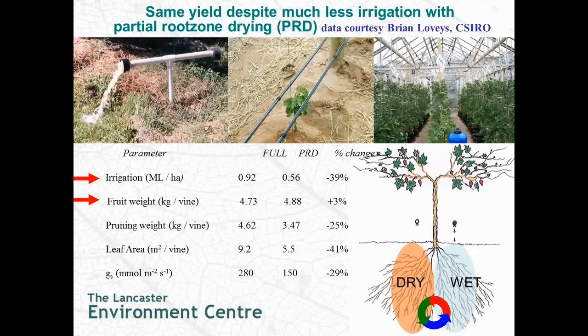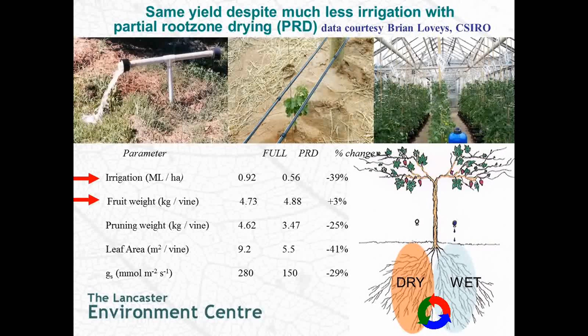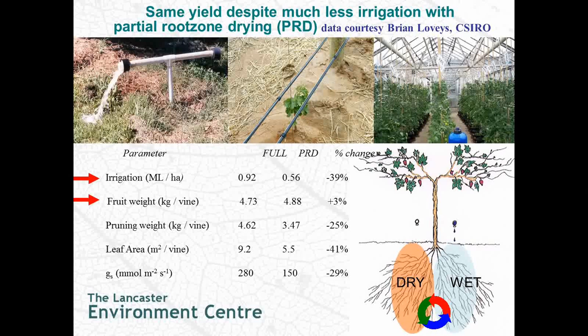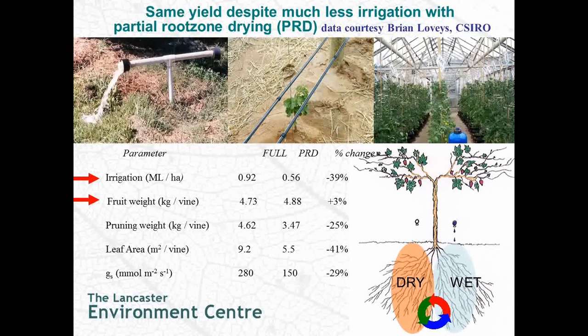Now, clearly there's a lot of data there. I want to draw your attention to the two red arrows. So we can see that the partial root zone drying treatment decreased irrigation by about 50%. There was no actual change in the fruit weight between the two different treatments. And this was a really positive result. It suggested that using this technique, you could potentially decrease irrigation and have no effect on fruit yield.